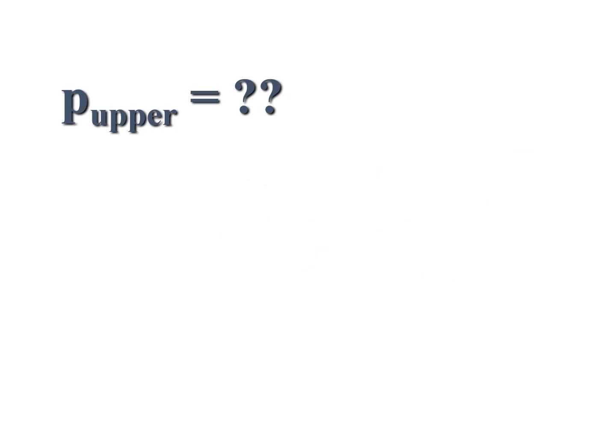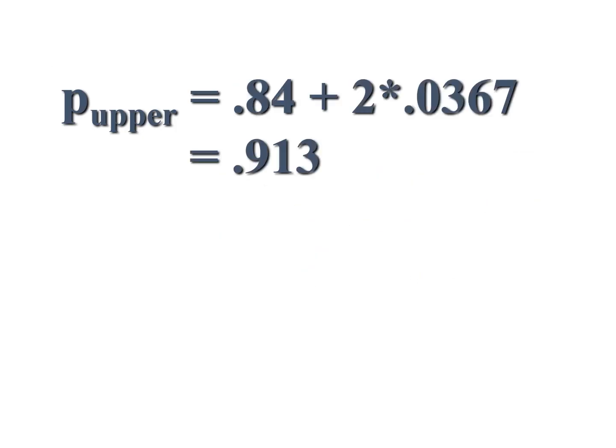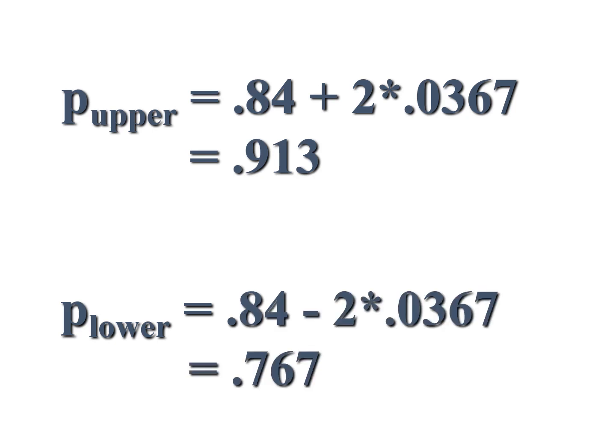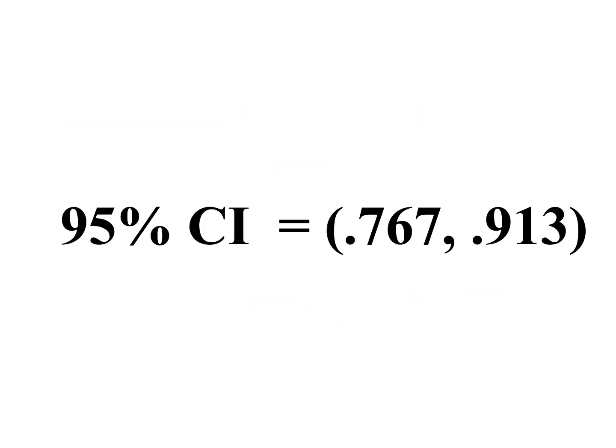So our upper limit is going to be equal to 0.913. Our lower limit is going to be equal to 0.767. Okay, our 95% confidence interval is between 0.767 and 0.913.